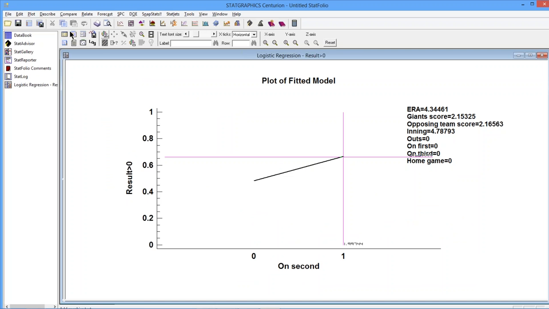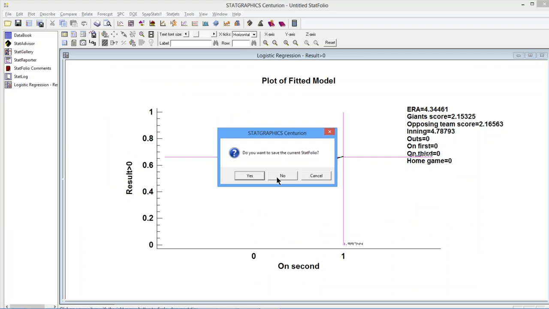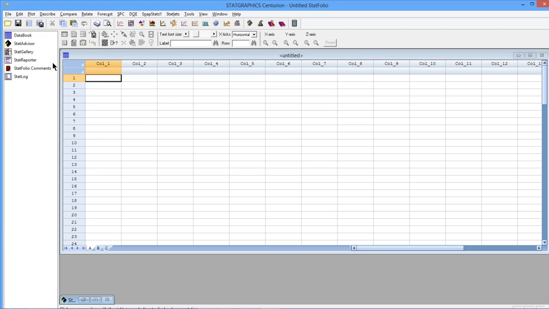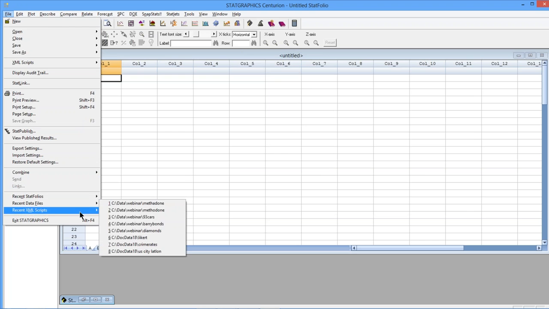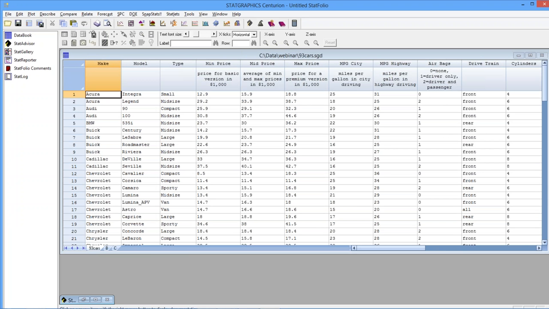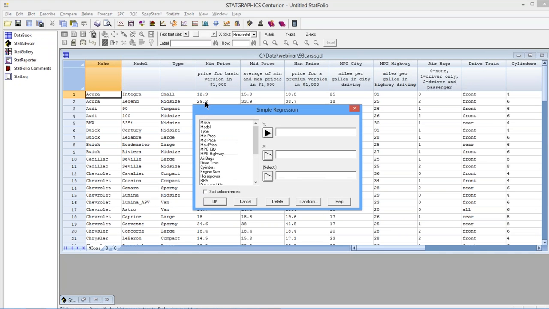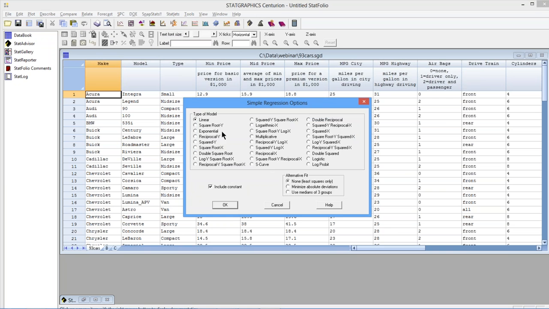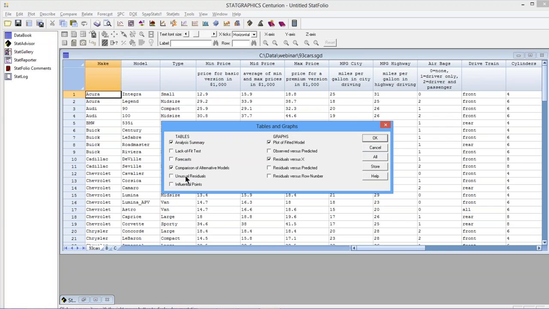Okay. Let's go back to Statgraphics. Let's clear out the data sheet and open up the data file called 93 cars. I'm going to start by doing a quick, simple regression. Tell it to show me miles per gallon in highway driving versus the weight of the automobiles. Now, by default, it'll start by fitting a linear model, which is fine, but I want to compare alternative models as well.